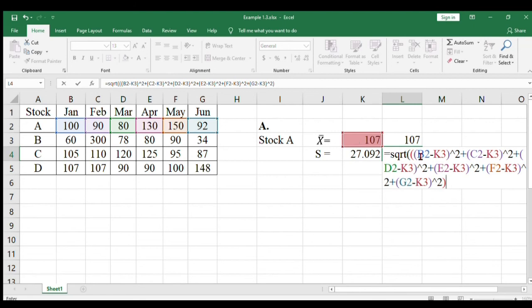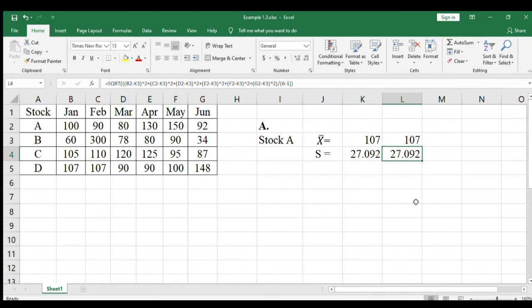Okay, so we sum up all the squares of the differences and then we divide it by the number of observations minus 1. Please remember that we divide it by the number of observations minus 1 because we are computing the sample standard deviation, not the population standard deviation. So we have to divide it by 6 minus 1. And we have the same amount of sample standard deviation, 27.092.